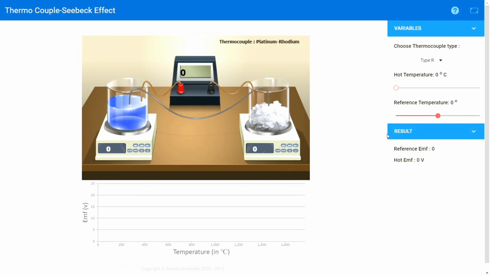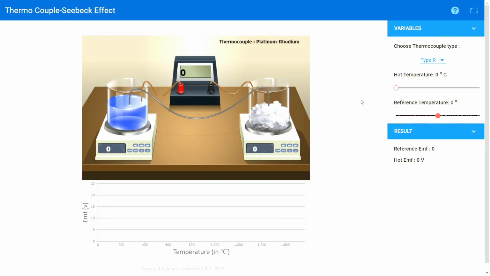So we can choose different types: type R, type K, type E. Type R is platinum and rhodium. Type K is chromel and alumel. Type E is chromel and constantan, and we can choose that also. For the experiment, I'm going to choose type R, with the reference at 0 degrees.